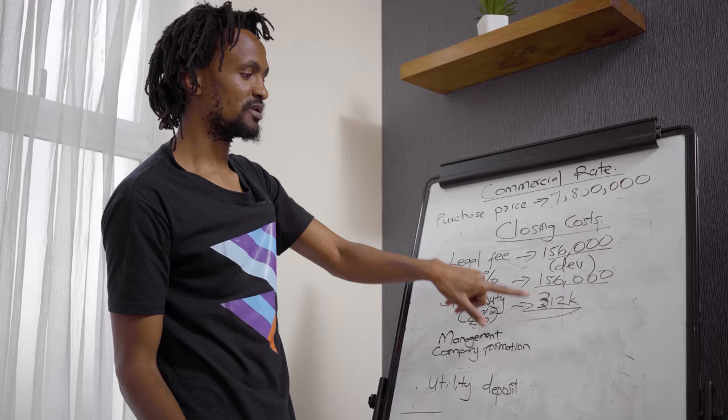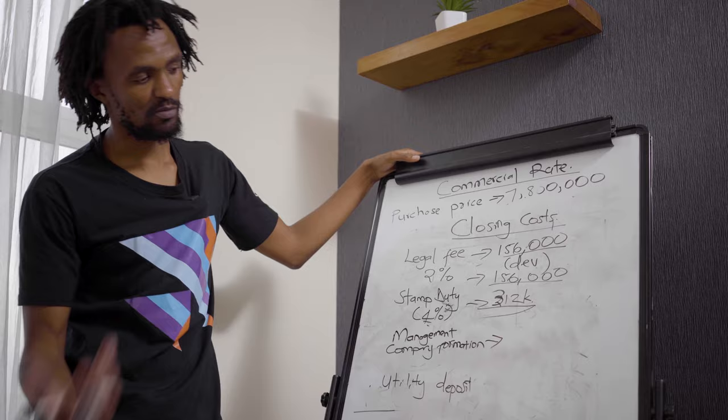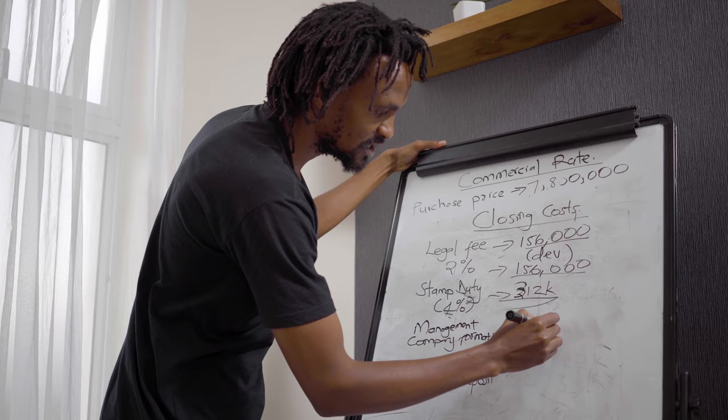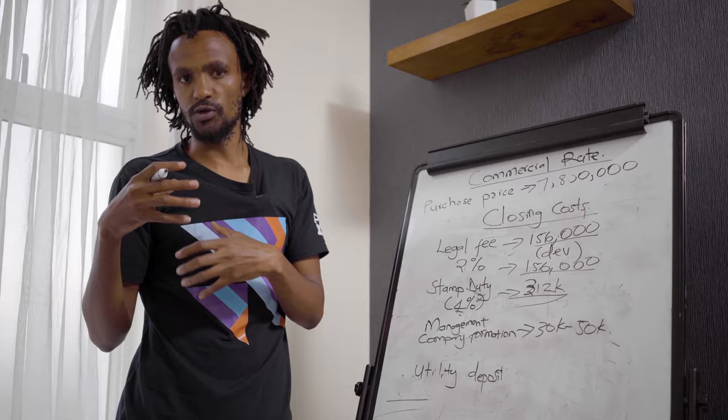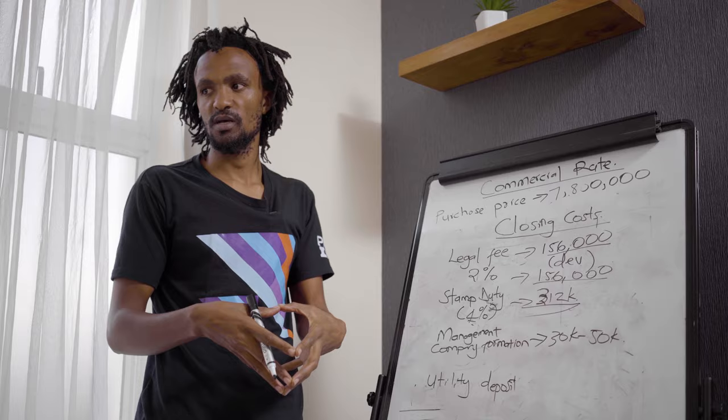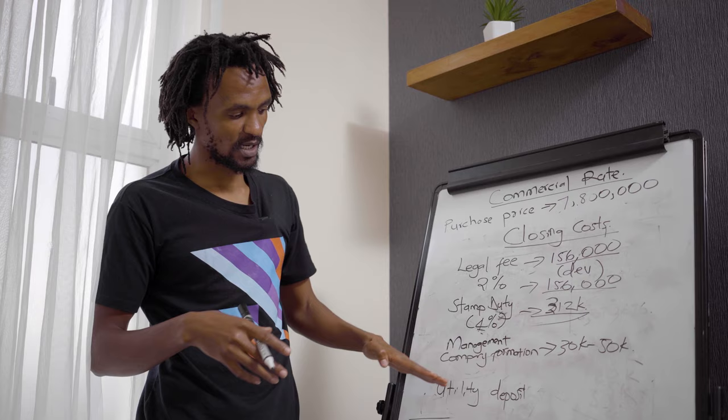Then there is something called management company formation. This is usually a one-off fee, depends on the developer. Most people usually charge it between 30K to 50K. What this basically means is, when you buy a house, you're buying a share into that project. Once the project is complete, you as the shareholders will decide who you want to manage the apartment. Do you want the developer? Do you have someone in mind that you want to bring? So that's what this management company formation fee does, to give you a share in the project.